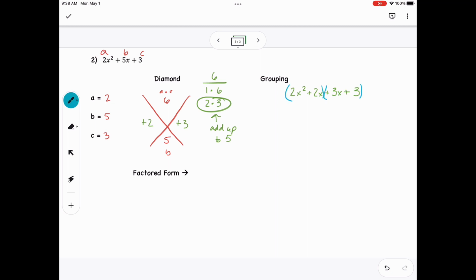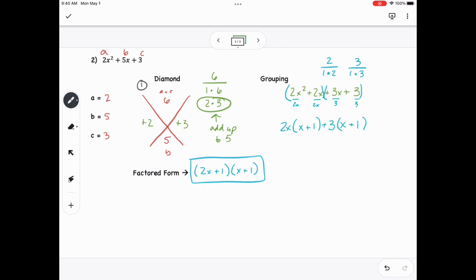So 2x squared plus 2x plus 3x plus 3. I group the first two and the second two. Now I only have two numbers to really look at, 2 and 3. Looking at the first two, they both have a 2 in common and an x, so I can divide those out, and it leaves me with x plus 1. In the second two, I have only a 3 in common, so I pull that out. That leaves me with x plus 1. And so writing my answer in factored form, I get x plus 1 times 2x plus 3.